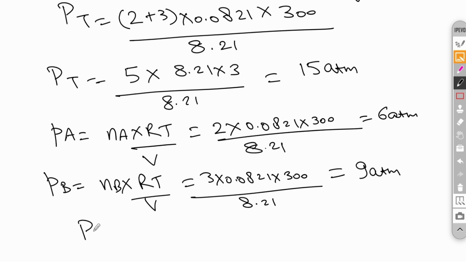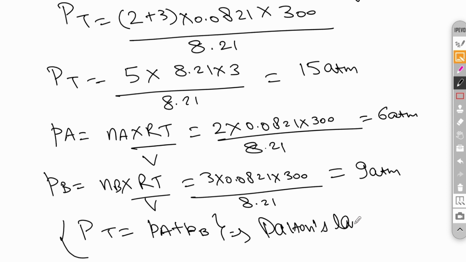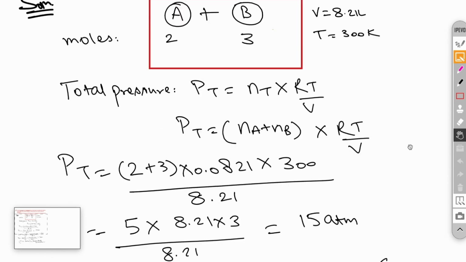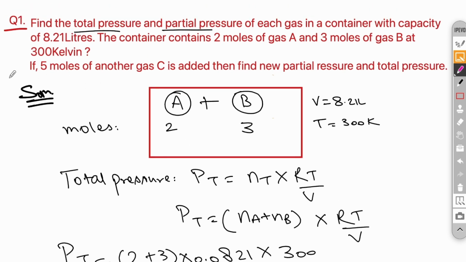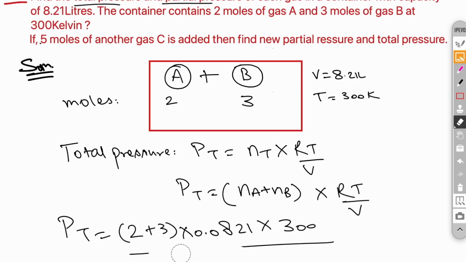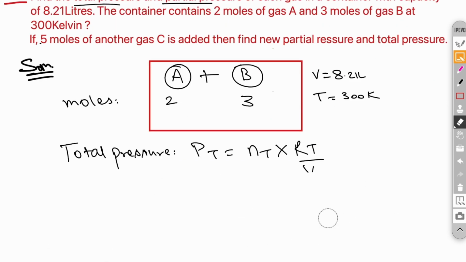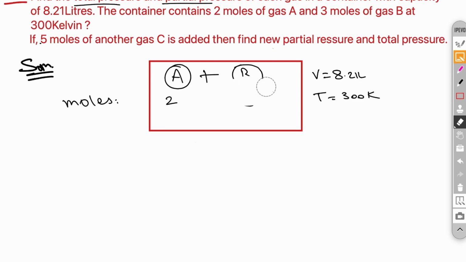So here we can verify that total pressure is equal to partial pressure of gas A plus partial pressure of gas B. This means whatever we have solved is correct, and Dalton's law of partial pressure is verified here. Now we'll move to the second part. Here we have been given, if 5 moles of another gas C is added, then find the new partial pressure and total pressure. So let's just quickly erase this, then we'll solve the second part.